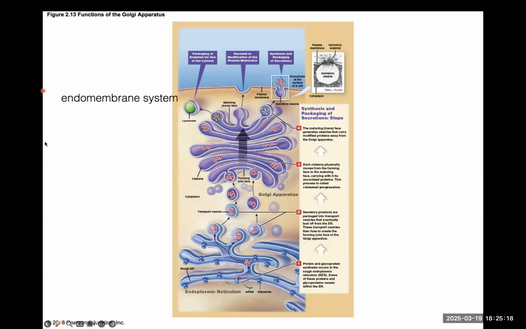So endo means inside. And so you have your nucleus here. There's the nucleus. And then in this system, there's information in the nucleus that's going to generate molecules in the ER. That's the endoplasmic reticulum. So the information is going to go into the ER. The ER will then send those molecules to the next thing, which is going to be the Golgi.